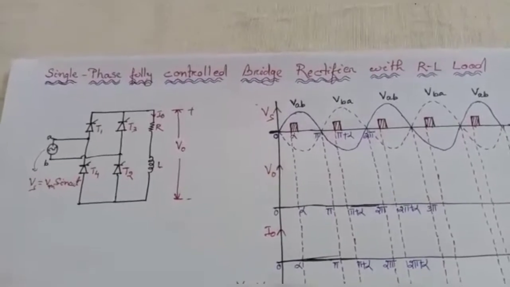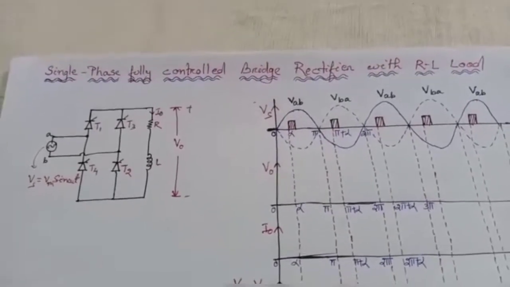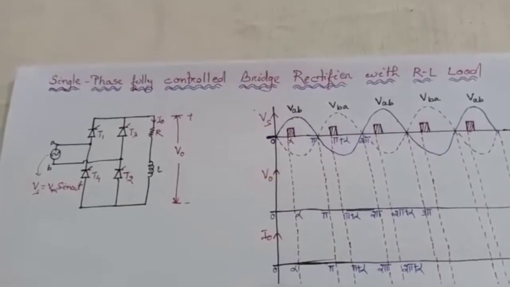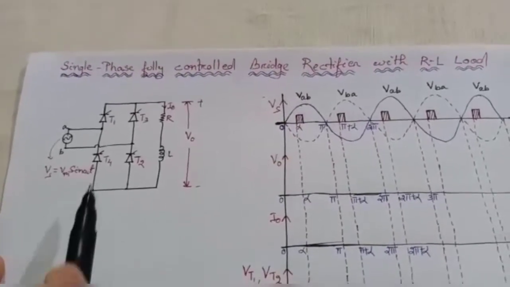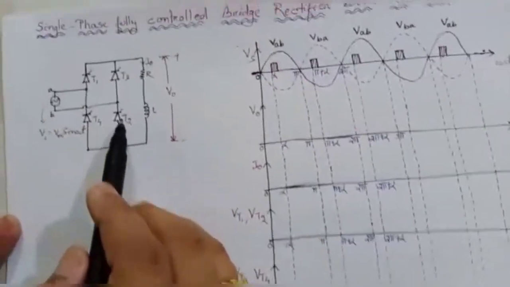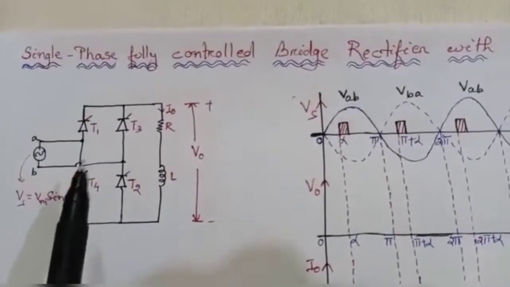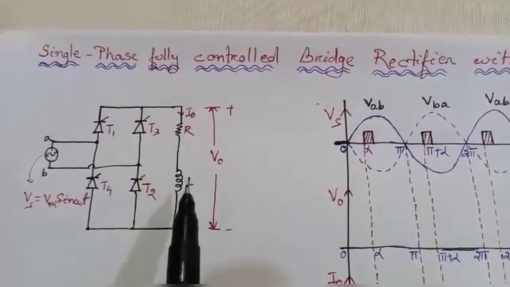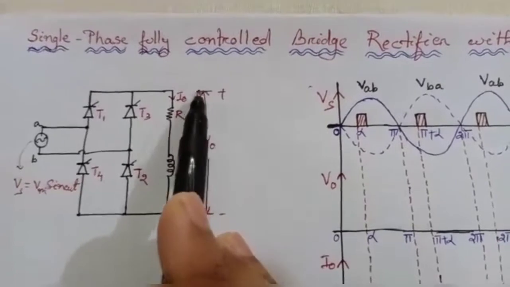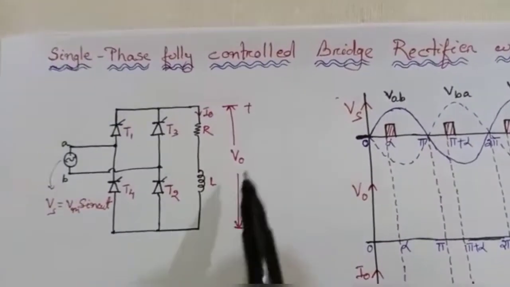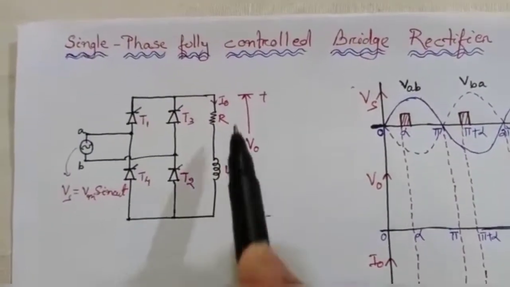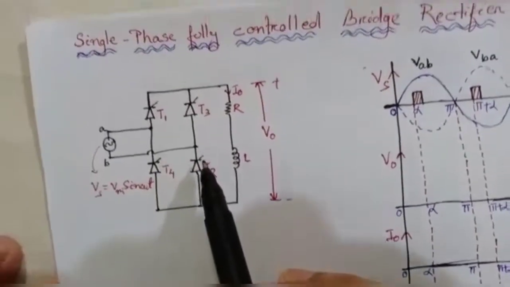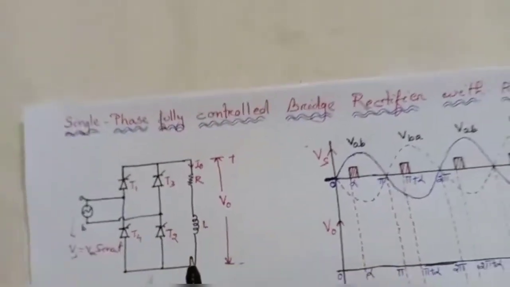In this lesson, we will study the single phase fully controlled bridge rectifier having RL load, resistive and inductive load. Here is the circuit diagram, the bridge circuit. In a bridge circuit, as we know, we have 4 thyristors T1, T2, T3 and T4 and the load is RL here. Across this load, we have to find the output voltage waveform, then the output current waveform, and the voltages across the devices or the thyristors.